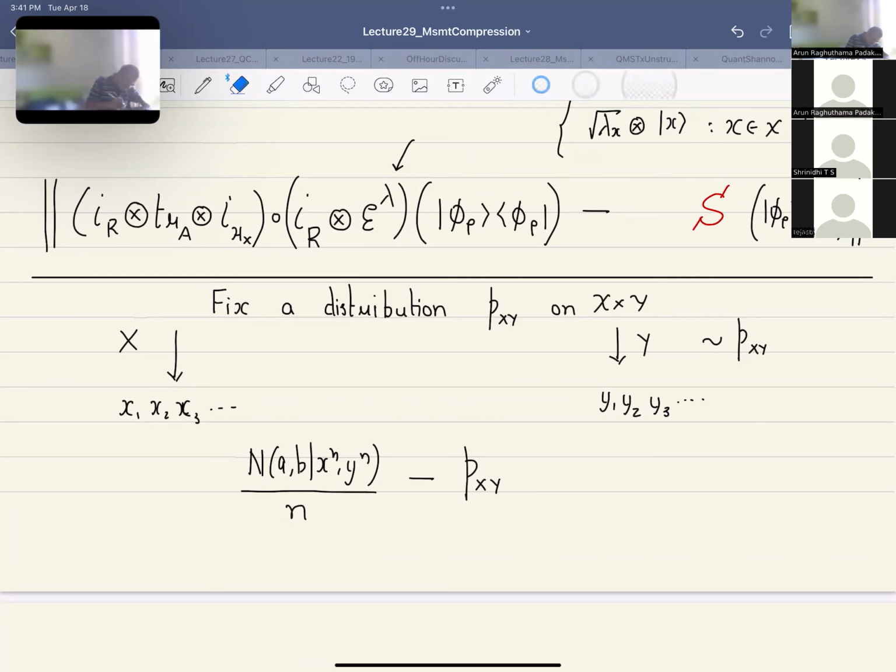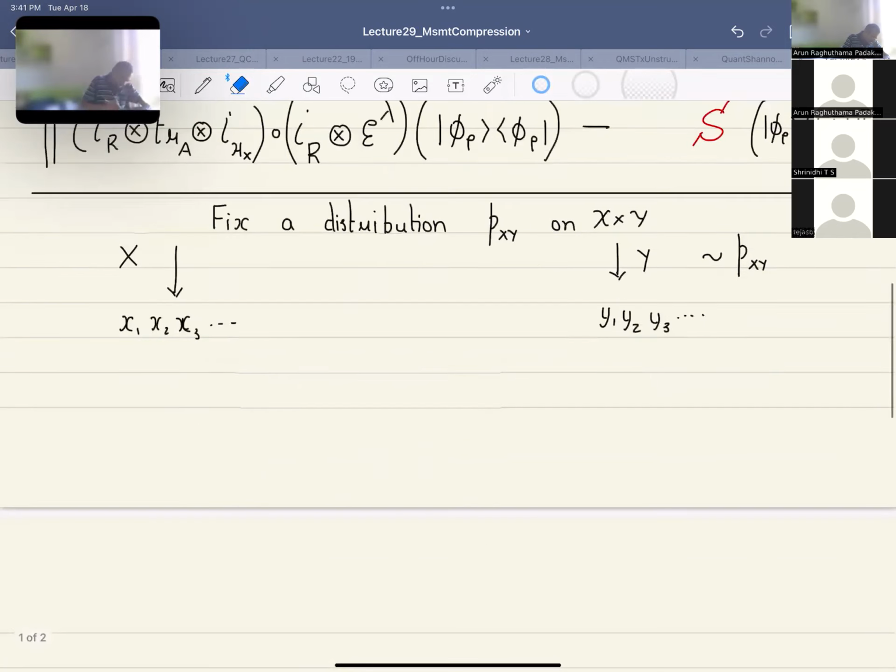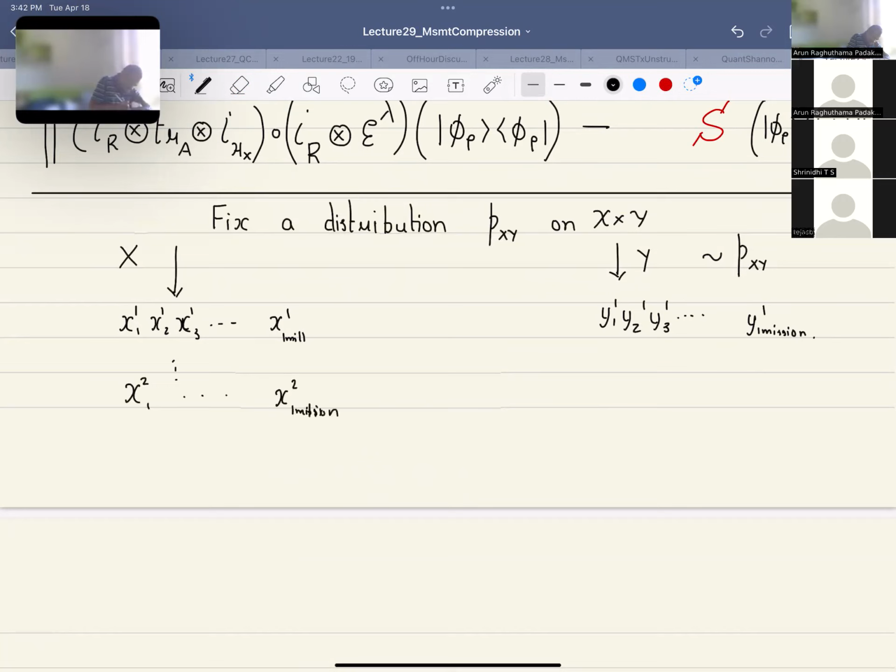Okay, maybe I should not do this. So let me go one more step. Today they wake up and they see 1 million samples. Okay, so they see X 1 million and Y 1 million. So this is day 1. Next day they wake up and they're going to see another 1 million samples, so X 1 million plus 1 to 2 million and Y 1 million plus 1 to 2 million.